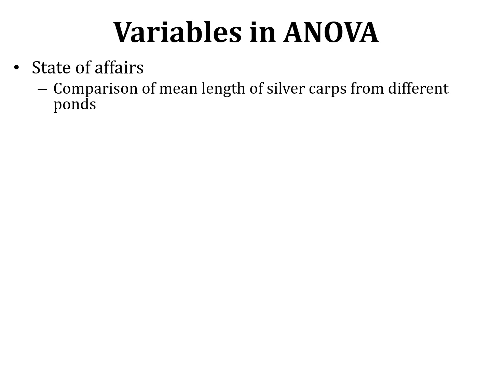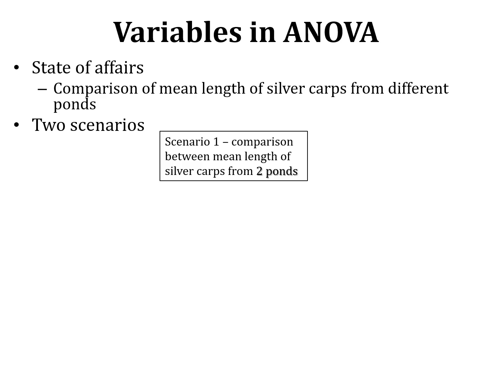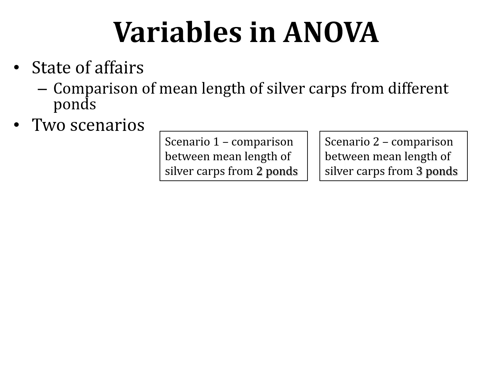Now let's understand the difference between these two variables through some examples, and the difference between ANOVA and the t-test. The state of affairs is the comparison of mean length of silver carps from different ponds, right? So this is our state of affairs. Now we are discussing two scenarios related to this. The first scenario is the comparison between mean length of silver carps from two ponds. And scenario number 2 is the comparison between mean length of silver carps from 3 ponds.